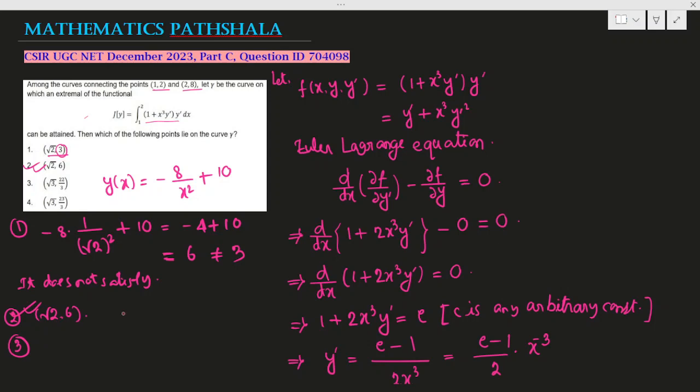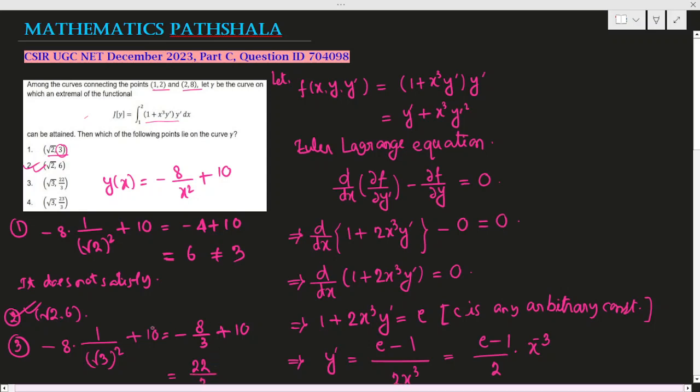Now check option 3. So here we get minus 8 into 1 by root 3 whole square plus 10. It will be minus 8 by 3 plus 10. That is, here we get 30 minus 8, 22 by 3. So when x is equal to root 3, we get the value of y as 22 by 3. And here y is given as 22 by 3. So it satisfies the solution curve. So root 3, 22 by 3 lies on the curve gamma.